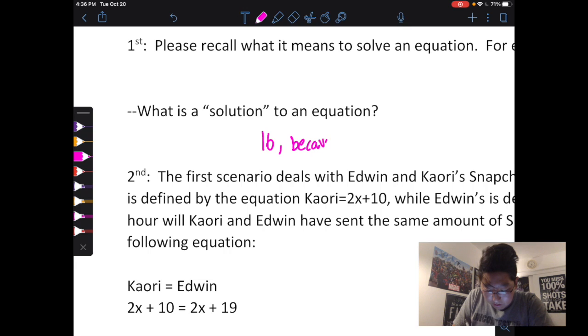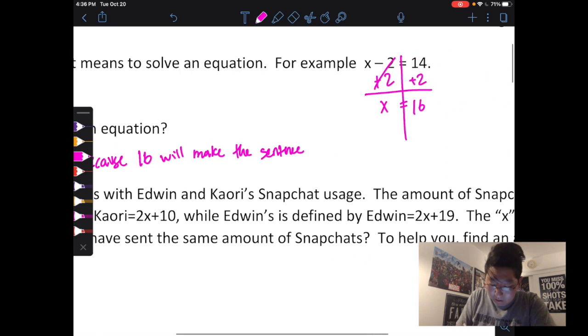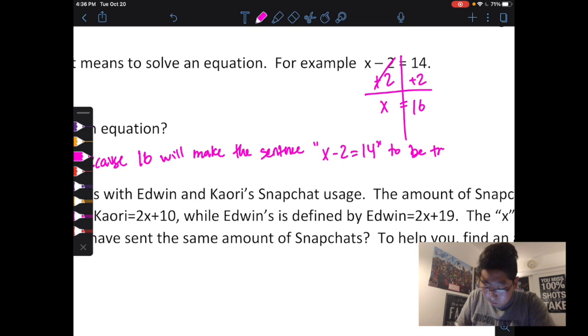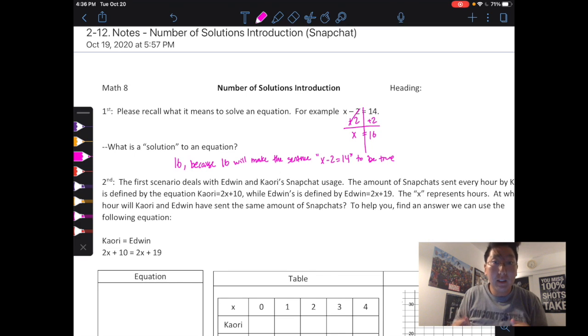Because 16 will make the sentence, and it's a number sentence, x minus 2 equals 14 to be true. T-R-U-E. All right, so what does it mean to solve an equation? It's to find the value of x, getting x by itself.